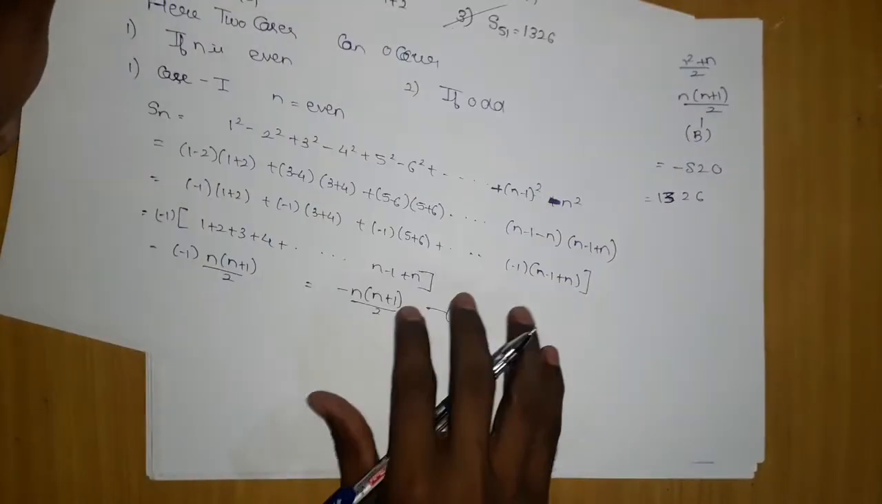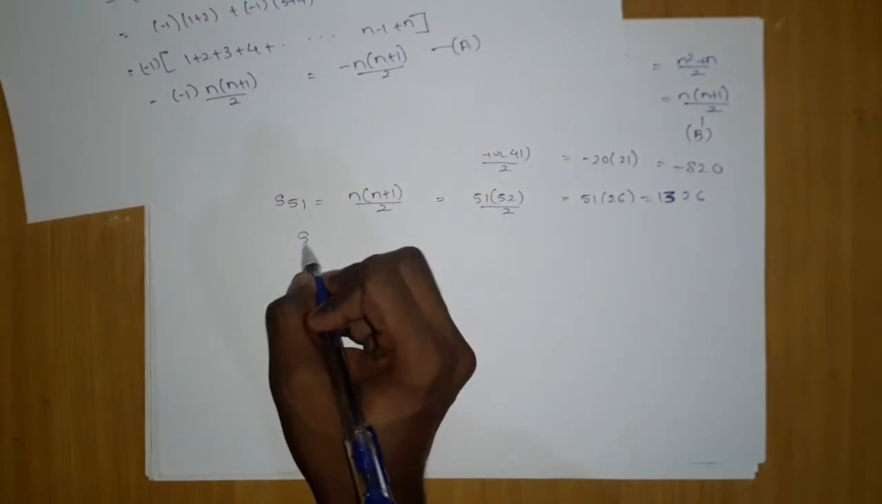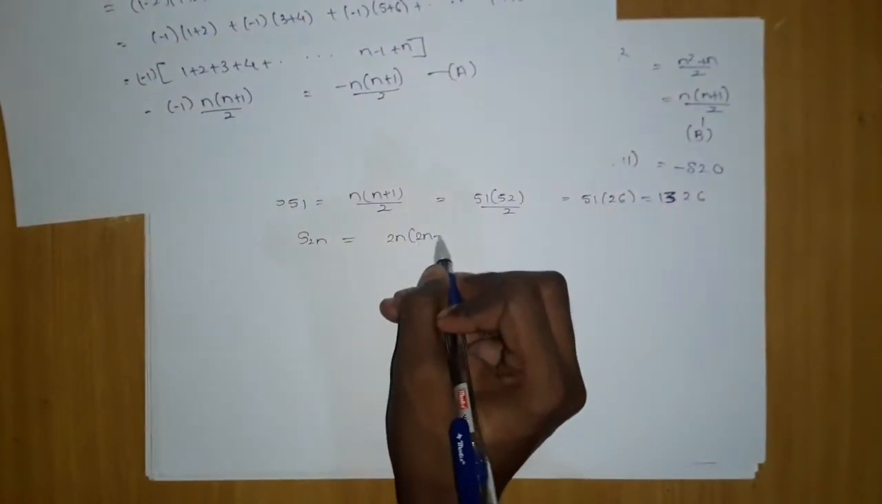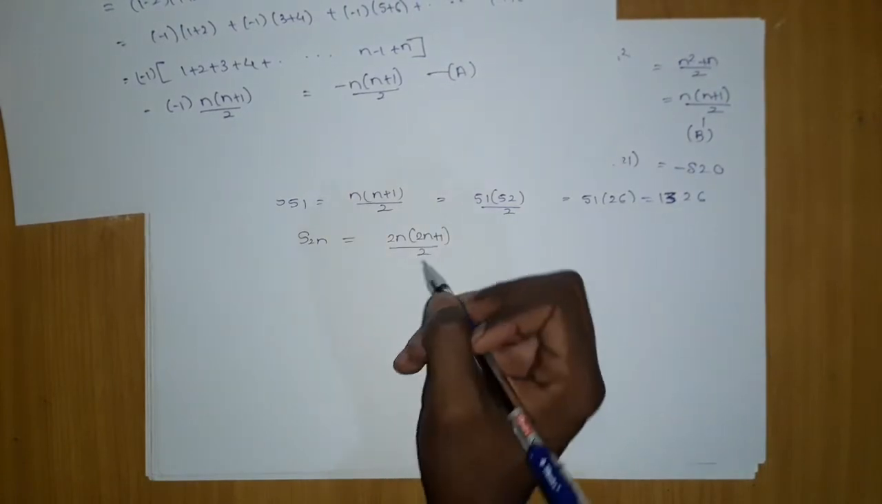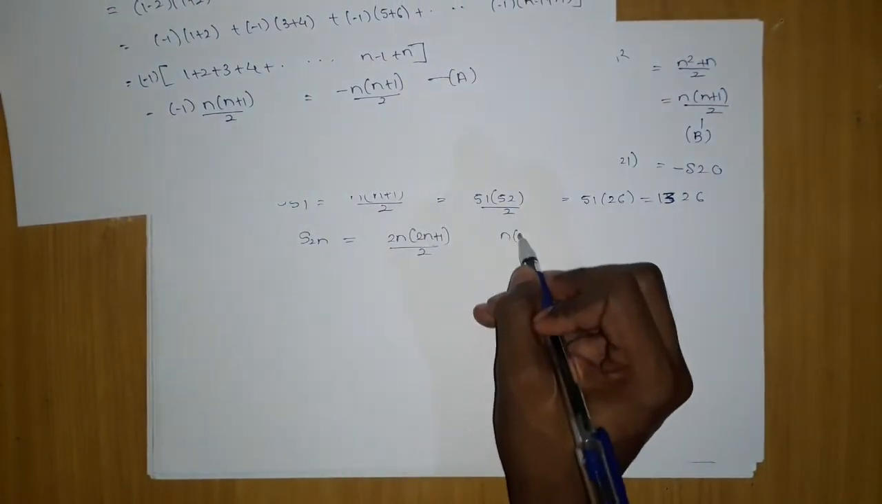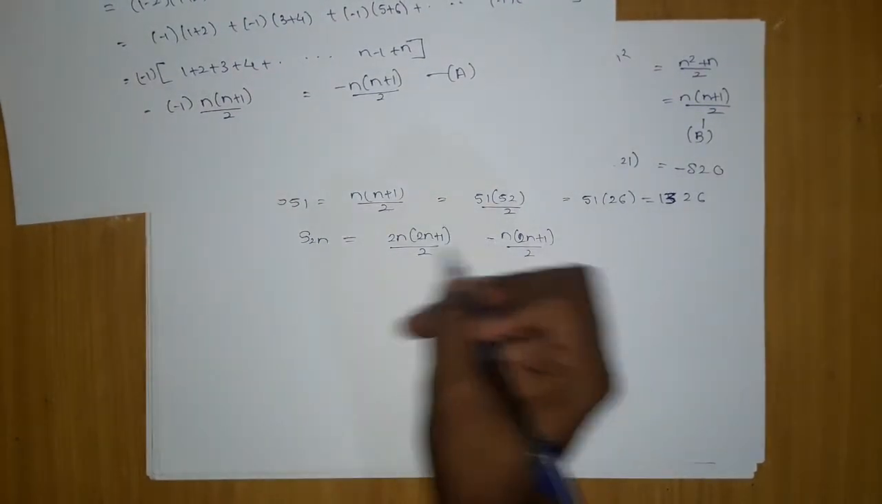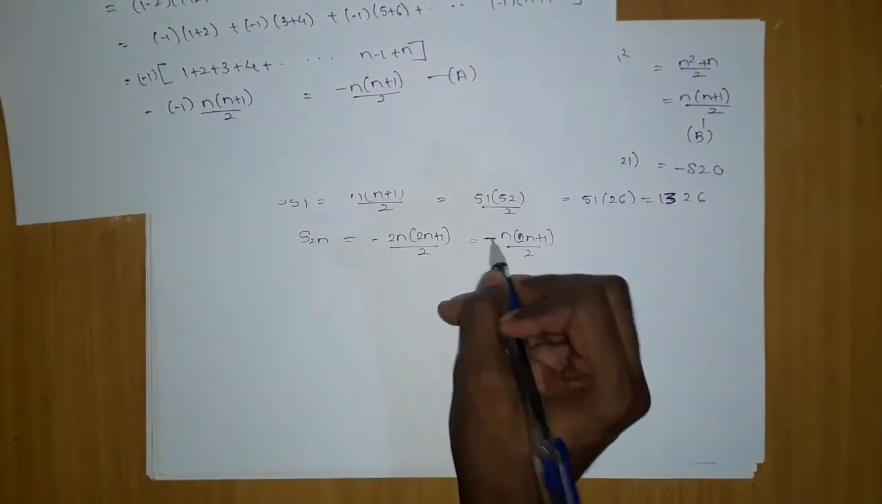Now I have to check the second one. S2n will be 2n into 2n plus 1 by 2. This will cancel out, giving me n into 2n plus 1 by 2. S2n is even, so it will have a negative sign while checking. So it is negative.